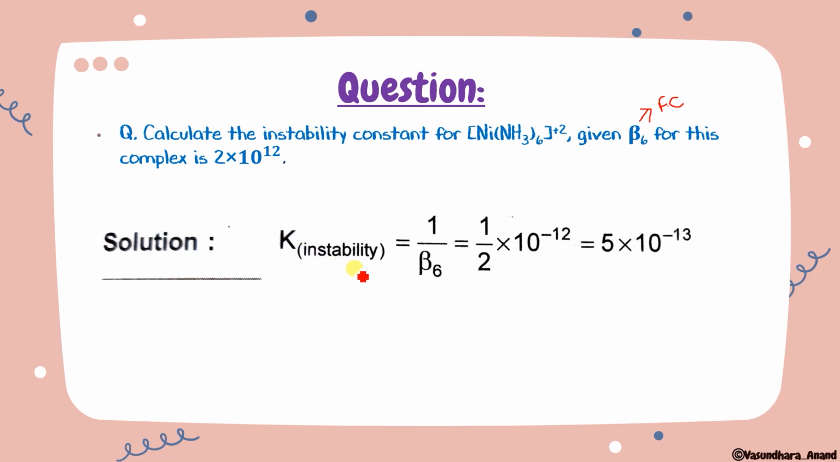This is K instability, 1 upon beta 6, because 6 ligands are there. So this will be 1 upon 2 into 10 to the power 12. It will come up with a minus sign, and this will be the answer. Hope it is clear, whatever I have explained over here.